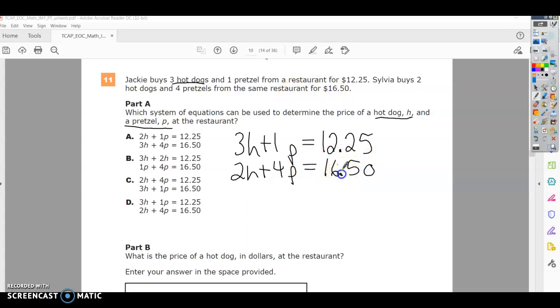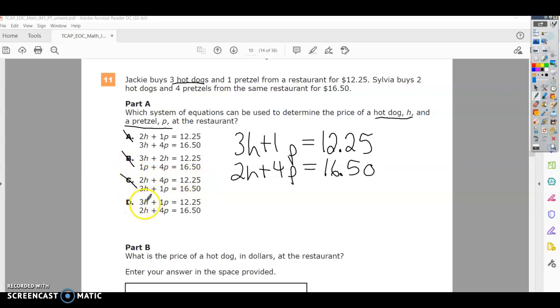All right, so once you have the equations set up, you have your system of equations, you just have to match it with the answer choice. So the first one says 2 hot dogs and 1 pretzel, so that's not any of those. And this one says 3 hot dogs and 2 pretzels, so that's not it. 2 hot dogs and 4 pretzels, that's not it.